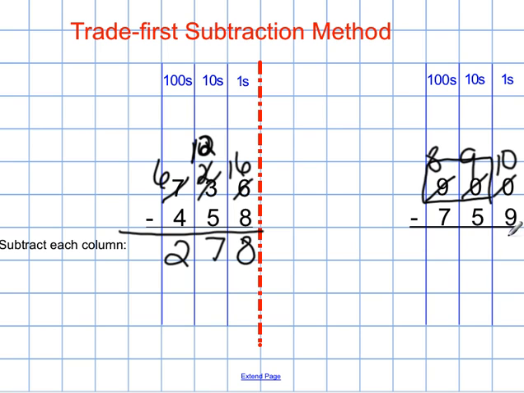10 subtract 9 is what works. 9 subtract 5. 9 is bigger than 5, and 8 is bigger than 7. So we're good to subtract, and we get an answer of 141. So those are just a couple more examples of the trading first method for subtracting.